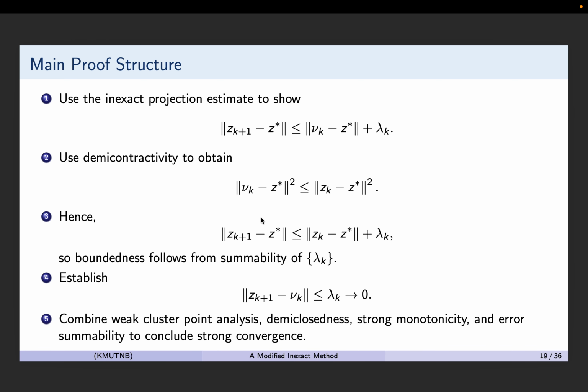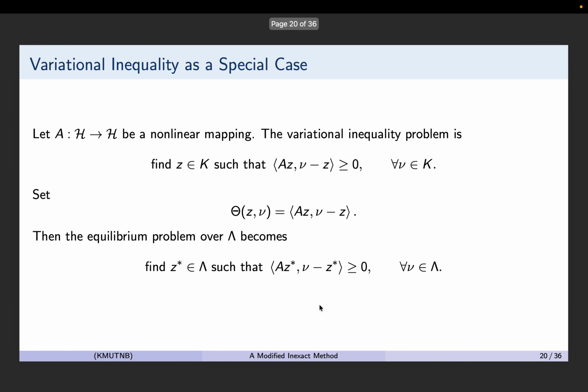So for the main structure of the proof, we were trying to establish the boundedness of the generated sequence by some kind of quasi-Fejér monotonicity property. We also establish the convergence of this sequence, where we were able to use the convergence of lambda k to establish this, and then subsequently we show that the weak cluster point is in the solution set, and eventually we get the strong convergence.